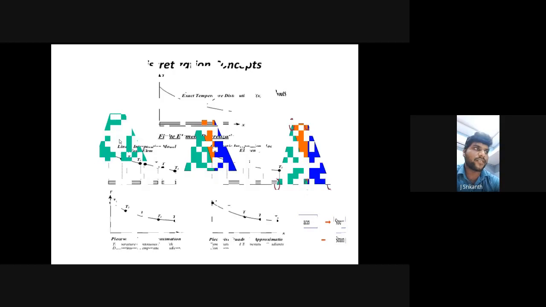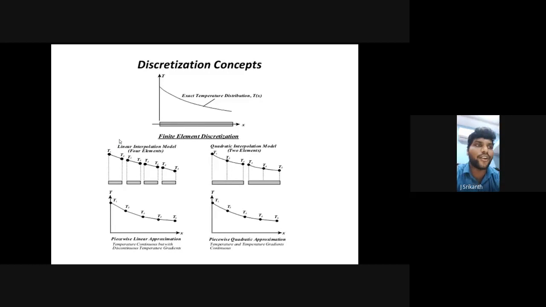Okay, next one. In this discretization process, we have the x-axis and y-axis. So this is the exact temperature distribution. In this exact temperature distribution, we divide into smaller elements. For example, once again, this is a complex structure. With the help of finite element discretization, we divide it into smaller elements. So this is the whole element.